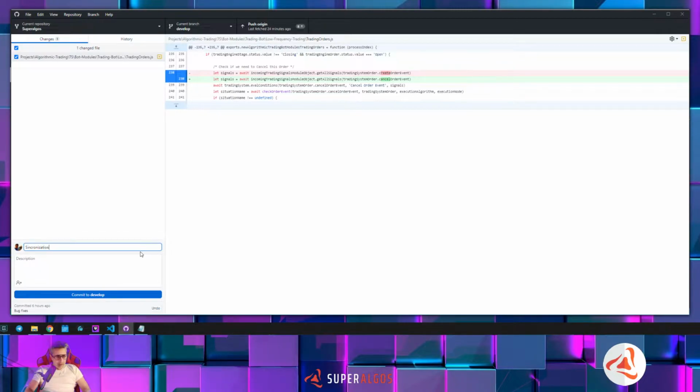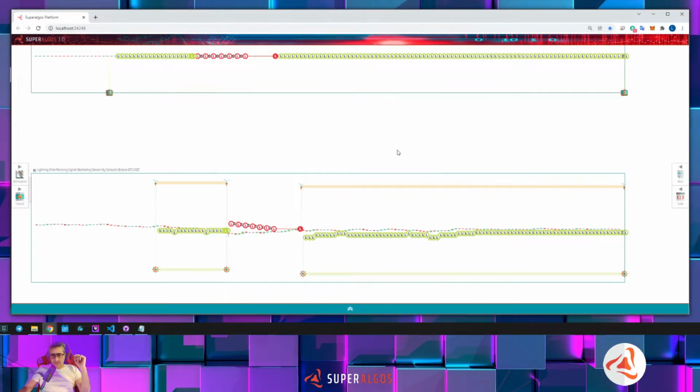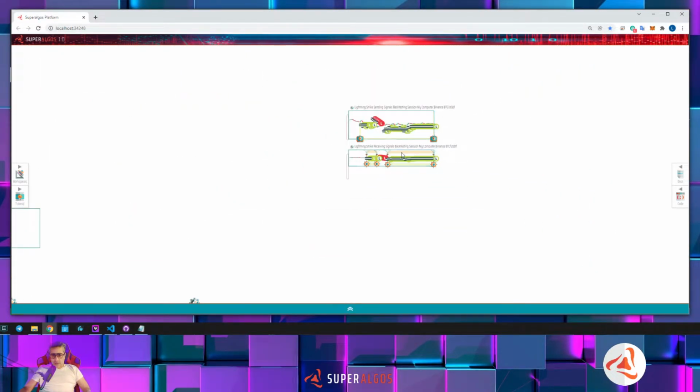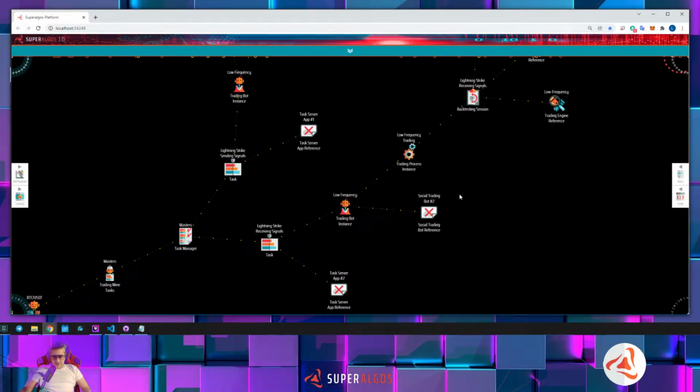Synchronization of signals working well. Okay. This is beautiful. A bot using the signals provided by the other bot. It is perfect. Okay, let's go to the next problem.